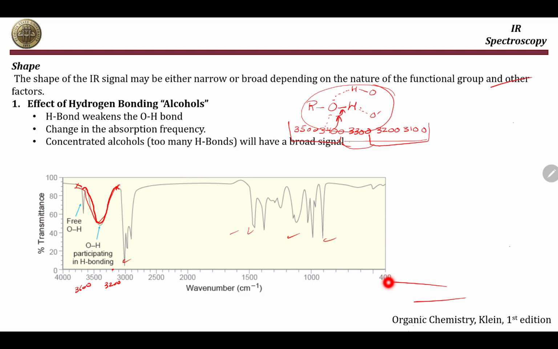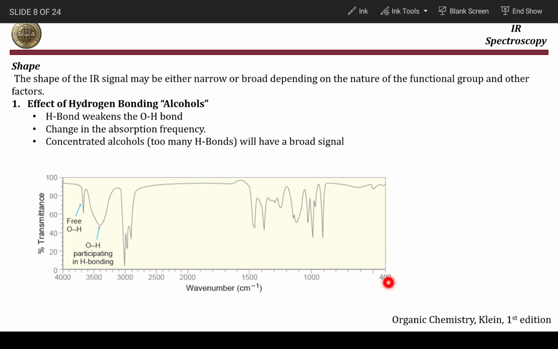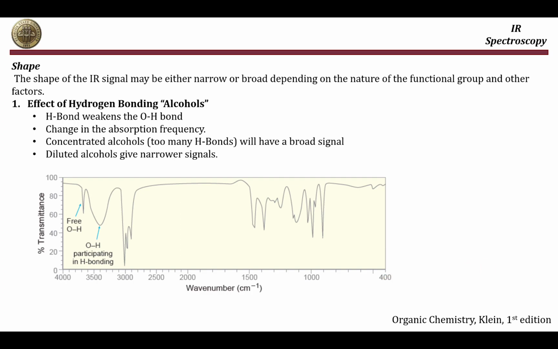Now, if the solution was so diluted that there is no hydrogen bonding, you can see that there is a sharp peak here, which is around 3700, and this corresponds to a free OH group, which is not hydrogen bonded to any other group. So this is one of the characteristic peaks which tells us that there is an OH group.